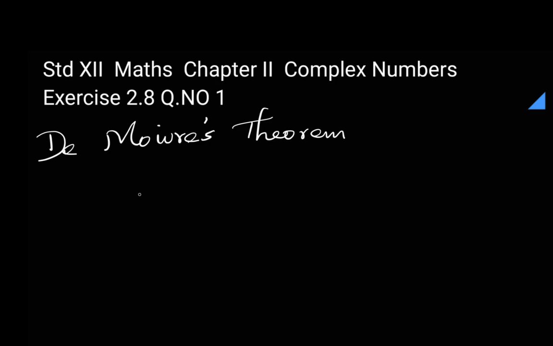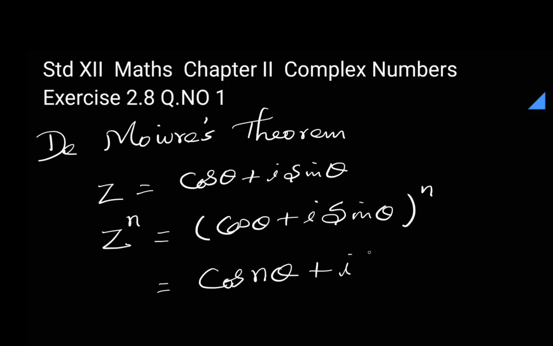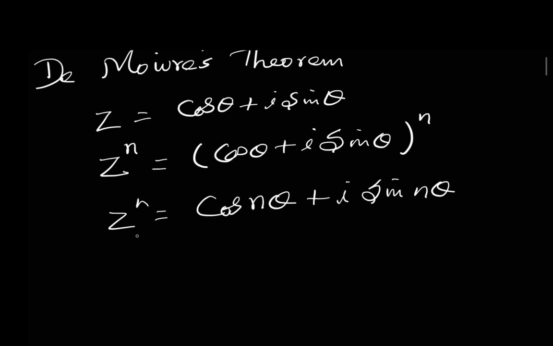This theorem states that if a complex number z is expressed in the polar form cos theta plus i sin theta, then z power n is (cos theta plus i sin theta) the whole power n. So if the complex number has the index n, it will be brought to the multiple of angle: cos n theta plus i sin n theta. So this is De Moivre's theorem.